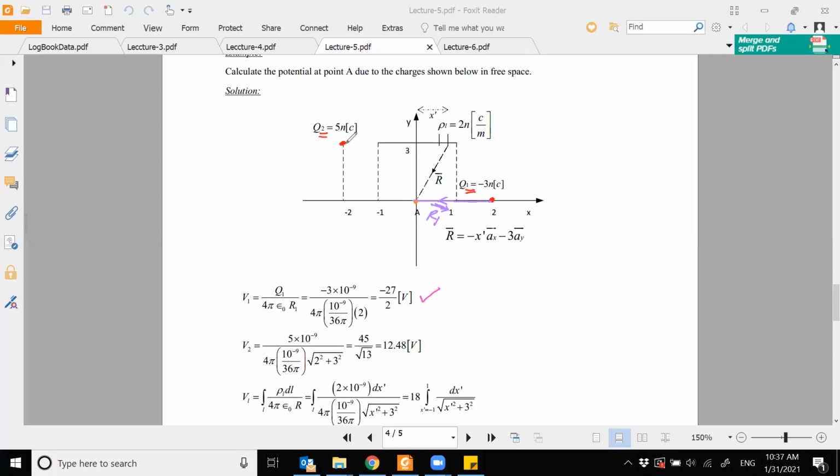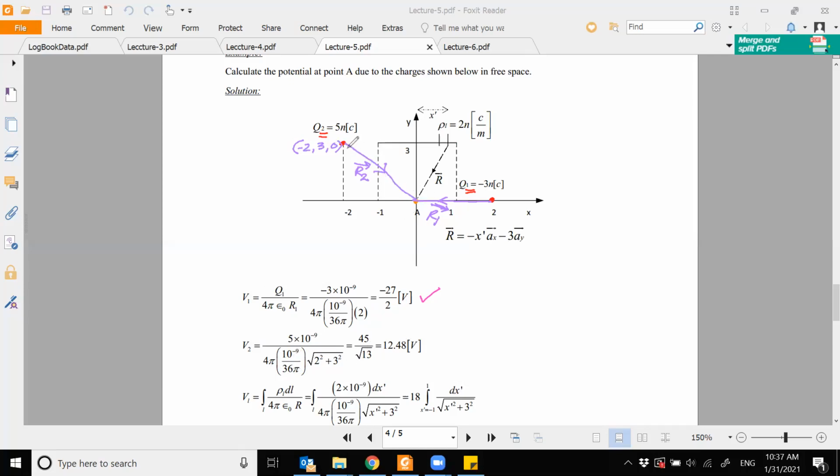So for V2, this will be your R2, right? So this will be my R2 bar. So how can you find R2 bar? You know it very well. First, this point is -2, 3, 0, and this is your origin. So therefore, the magnitude of this will be Q2, 5 nanocoulomb divided by 4 pi epsilon.